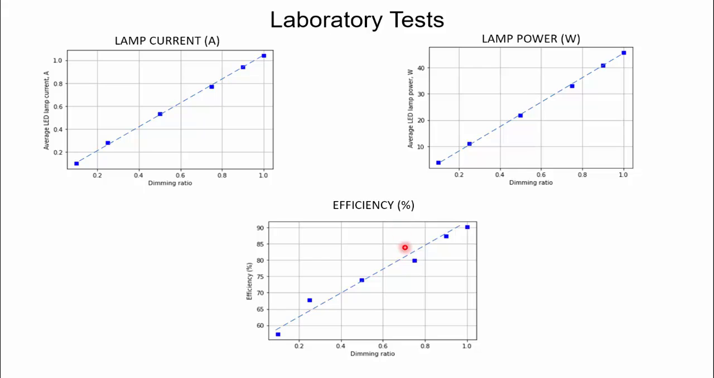So as we can see, when we operate at maximum dimming ratio equal to 1, the efficiency is 90%, and then when we decrease the dimming ratio, we get smaller values of the efficiency, because here the power is very small and we have losses in the series switch. So this is the reason why we have low efficiency at low power.